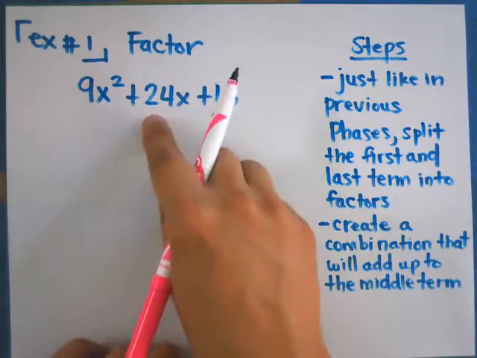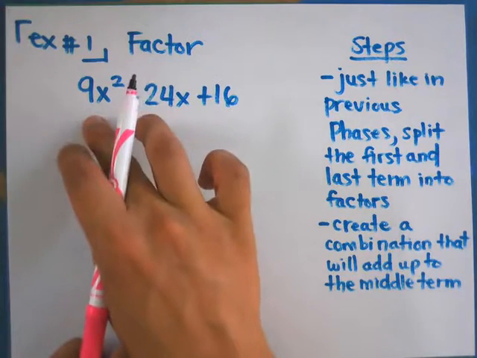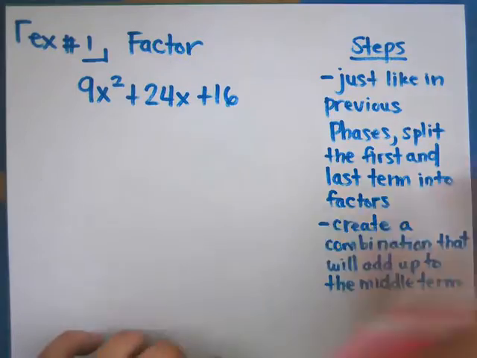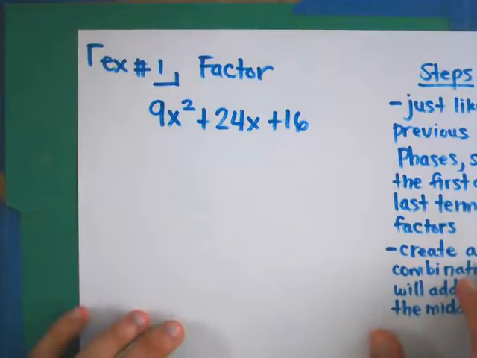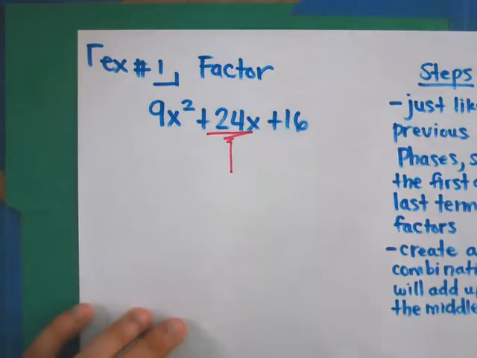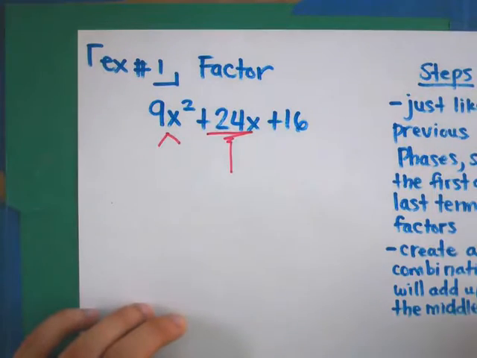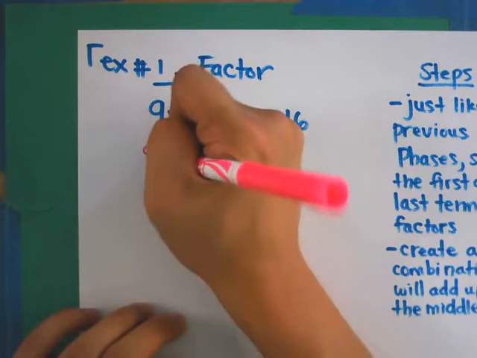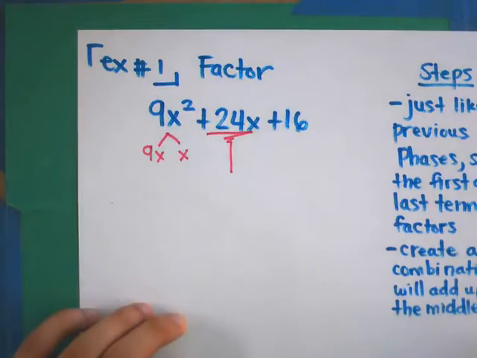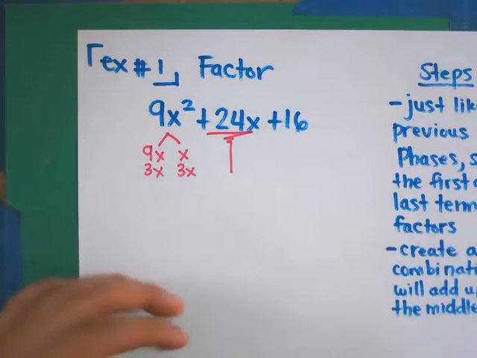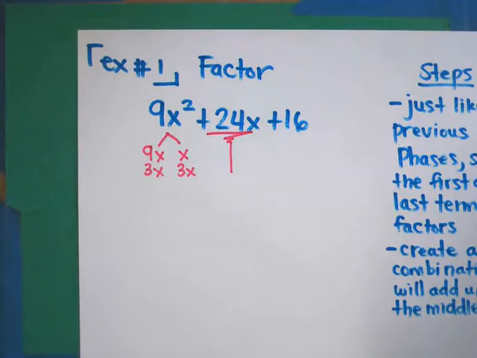I don't think we can take out or factor a GCF. There's no number that we can divide 9, 24, and 16 by. So, well, let me just put this in the middle. Our target goal is 24x. There are a couple ways we can split up 9x squared. Just because it is not prime, we can have 9x times x. We can also have 3x times 3x. So there's going to be that combination as well.